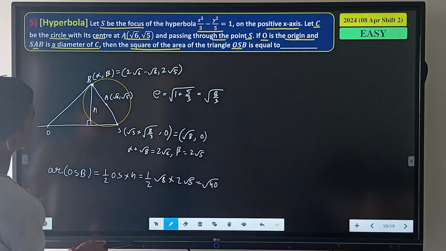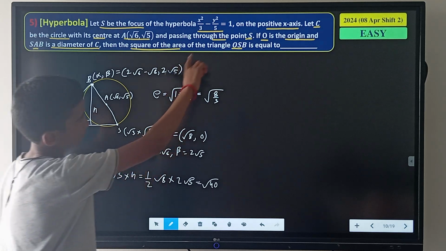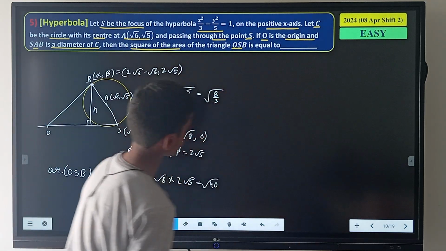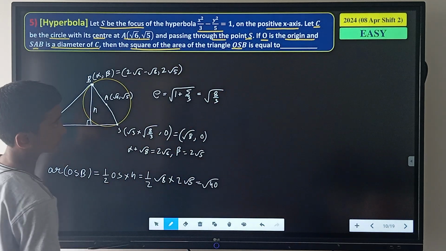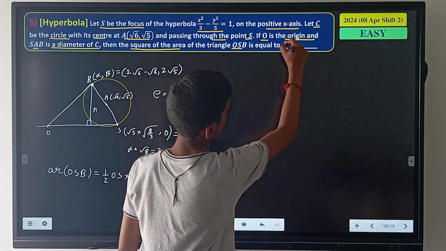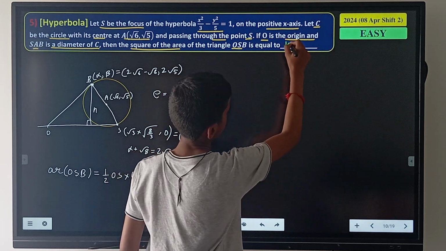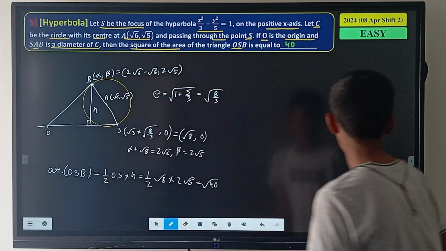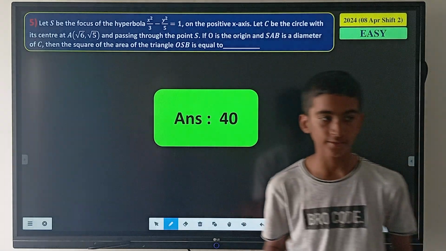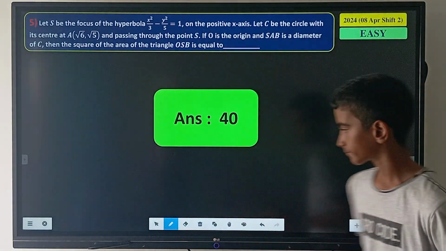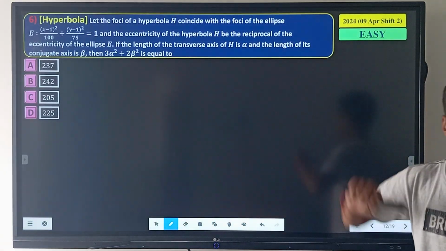So the question asks us about square of the area of triangle OSD. So square of root 40 will be equal to 40. And here is the solution, and you can see that our answer is correct. Here is the next question now.